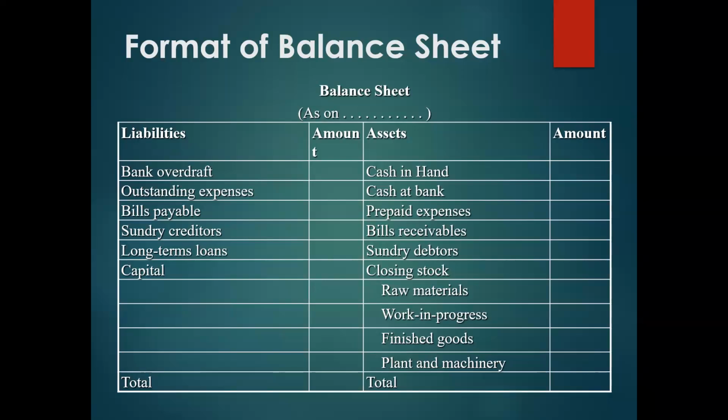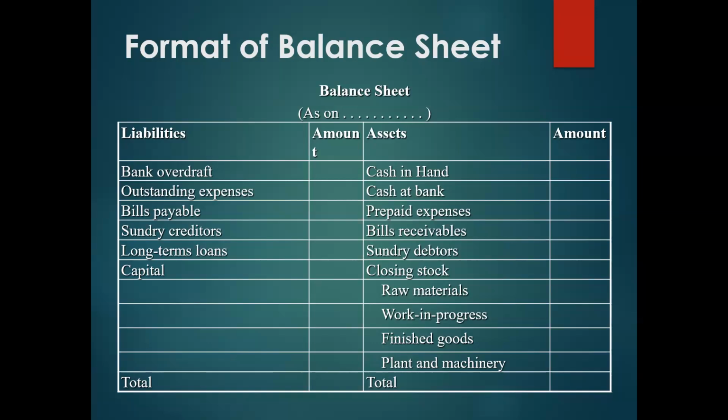And on the right hand side, the assets. So cash in hand is an asset, cash at bank is an asset, and prepaid expenses, that's an asset. Bills receivable, which is to be received from the buyers of the company, those things come under bills receivable. And the debtors, who are obliged or liable to pay to the company, they come under assets. Closing stock is an asset.